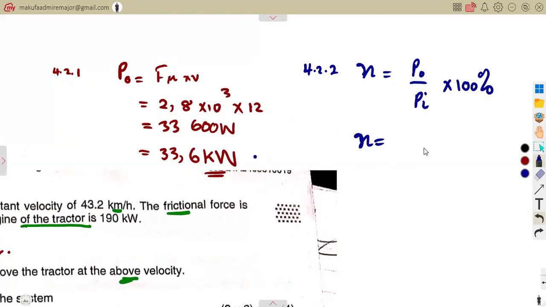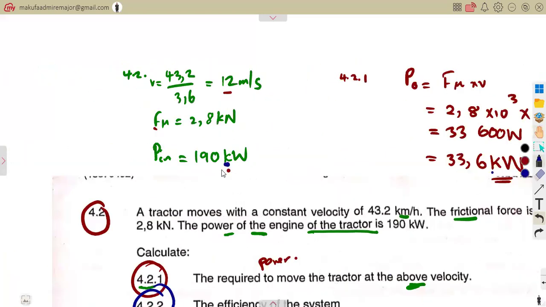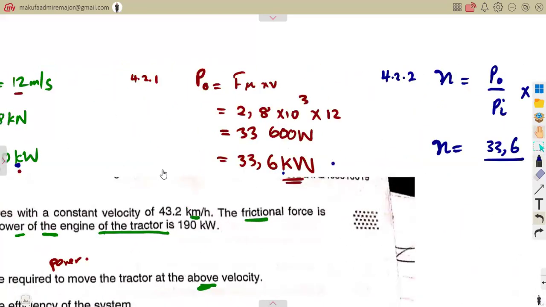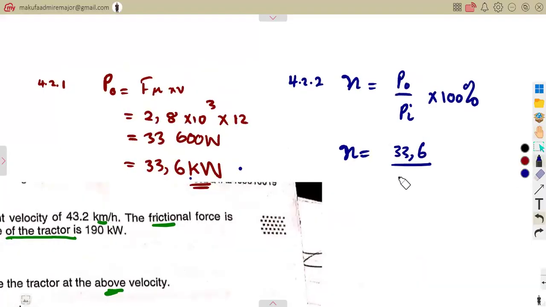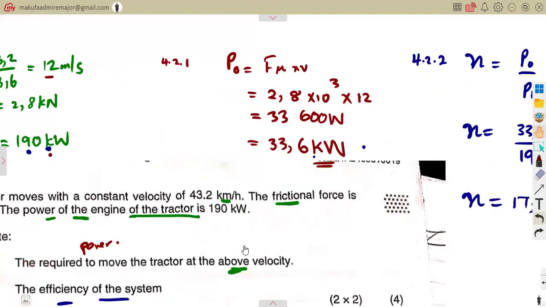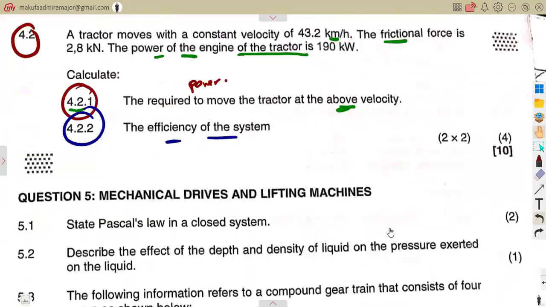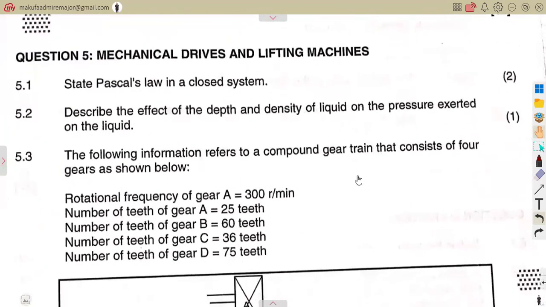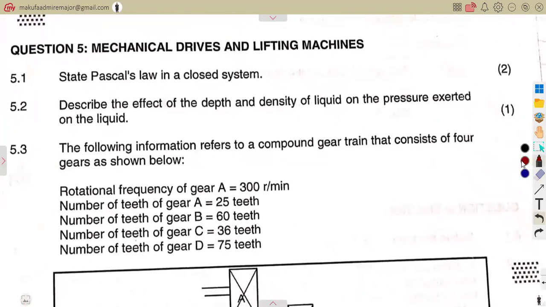The output power is the one that we calculated, 33.6 in kilowatts. You must also use this in kilowatts, which is 190. So that's 190 times 100%. So that's our efficiency there, which is 17.684%. So that is what you're going to obtain as your efficiency. 10 marks for that. I mean the whole question, not just that question only, but the whole question there.